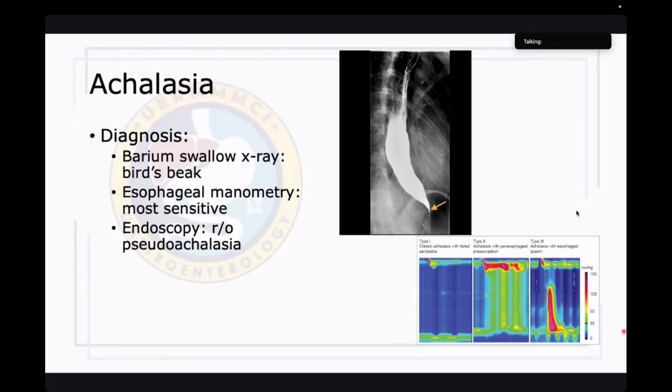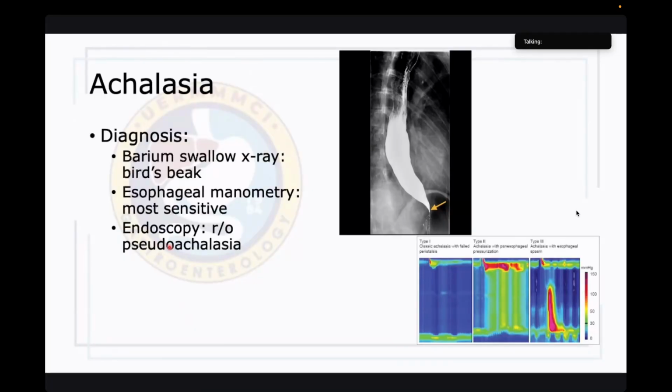Since achalasia is a motility disorder, manometry will really show the impaired lower esophageal sphincter relaxation and the absence of peristalsis, which actually are the diagnostic criteria for achalasia. In addition, manometry identifies early disease before esophageal dilation and food retention, so it is the most sensitive test.